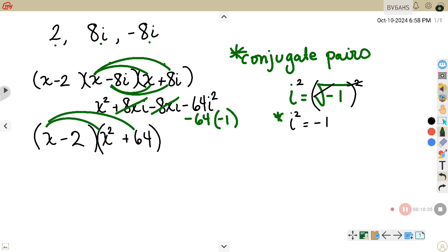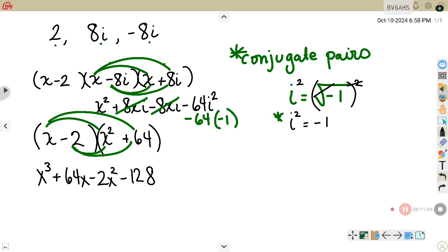So my first, x times x squared, gives me x to the third. My outer is x times 64, so that gives me 64x. My inner gives me a -2x squared, and my last, -2 times +64, gives me -128.